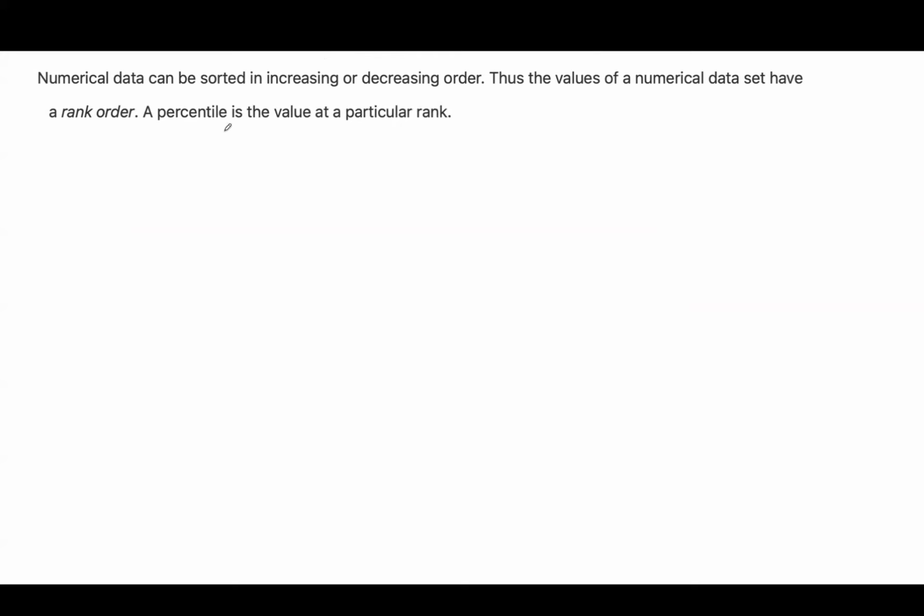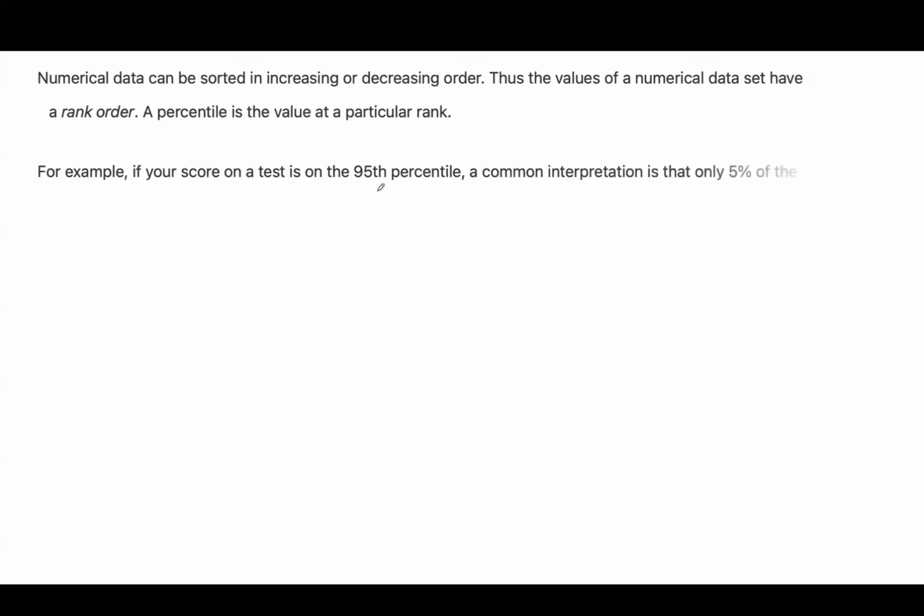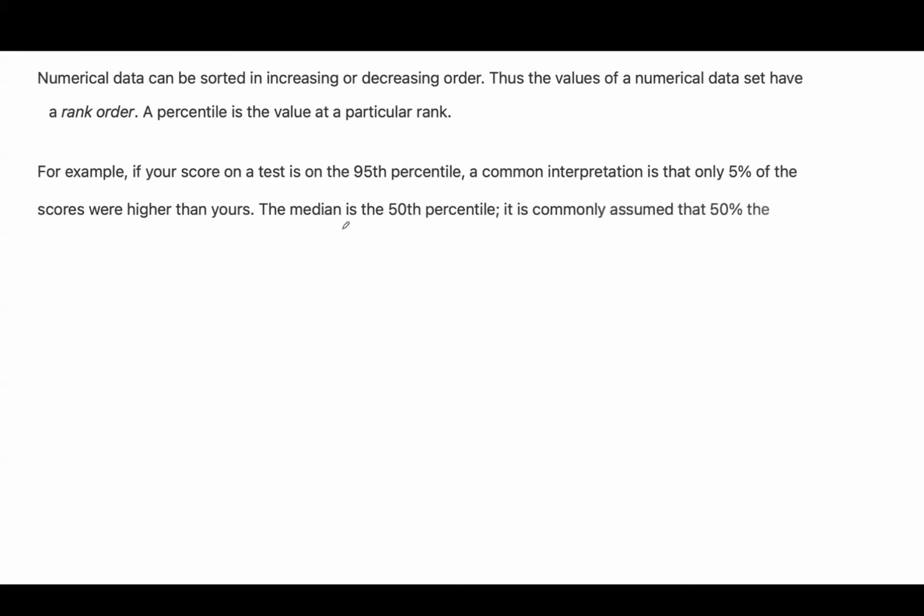Numerical data can be sorted in increasing or decreasing order. So the values of a numerical data set have a rank order. A percentile is the value at a particular rank. For example, if your score on a test is on the 95th percentile, a common interpretation is that only 5% of the scores were higher than yours. The median is the 50th percentile.